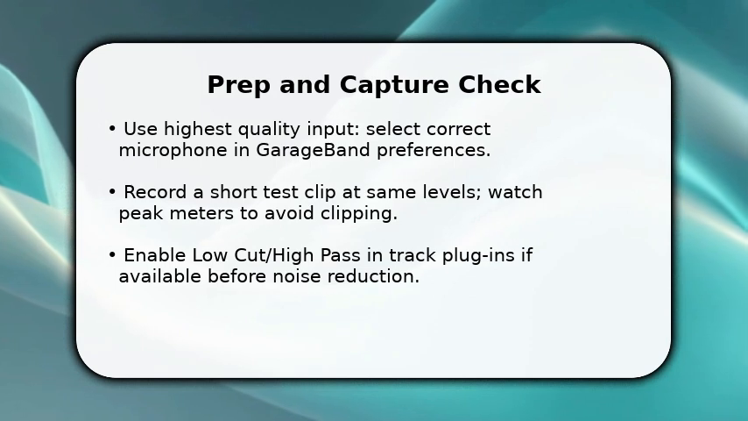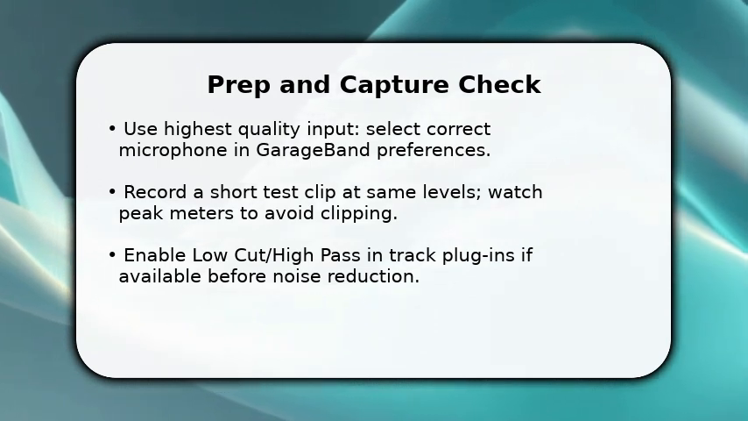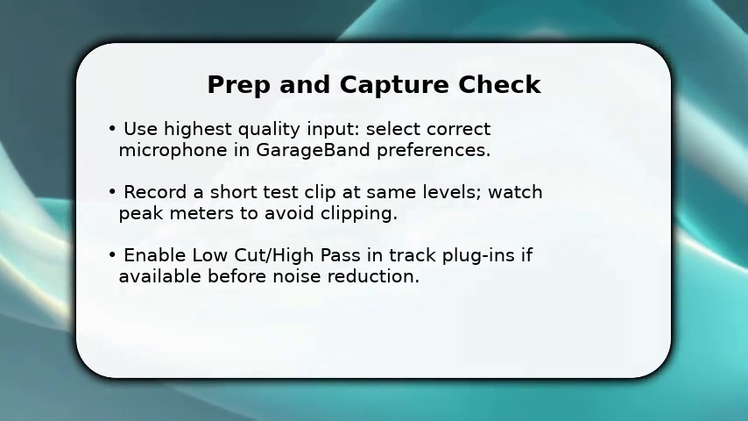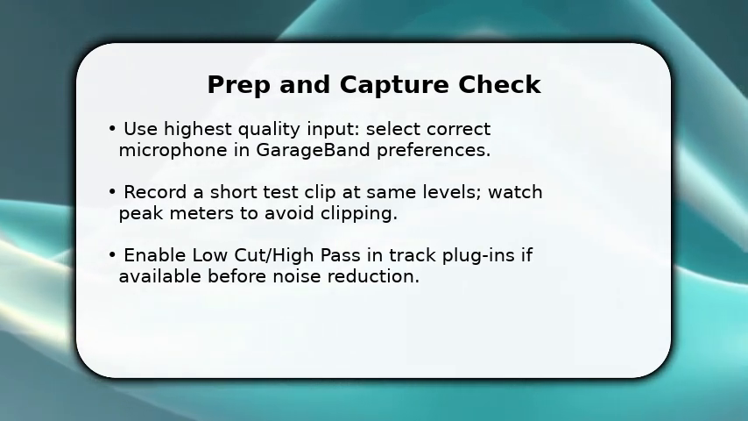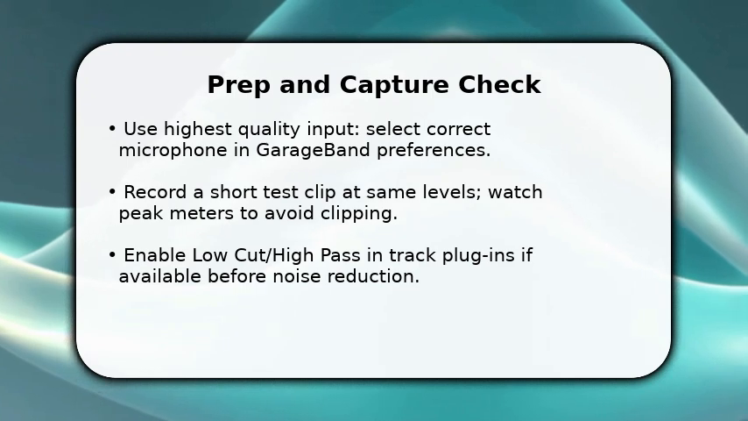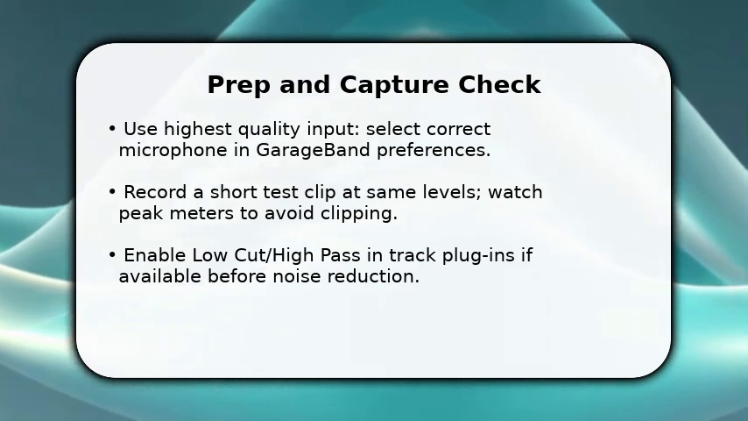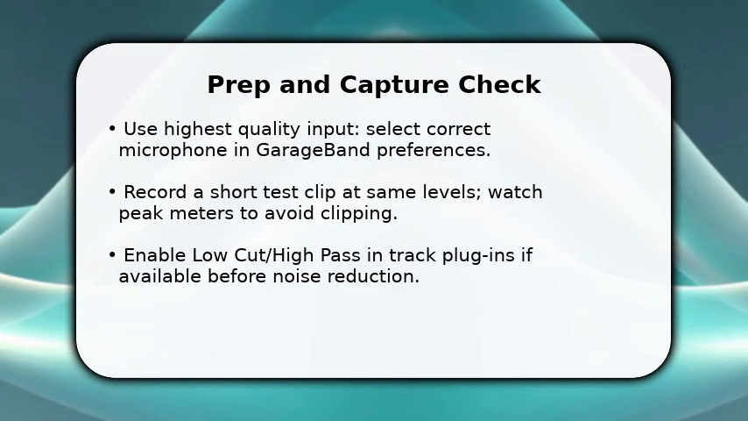Once done, enable a gentle low cut or high pass on the track to remove rumble under 8120 Hz. This first step reduces broadband noise and prevents later plugins from overcompensating. Make sure the test audio matches your session conditions.